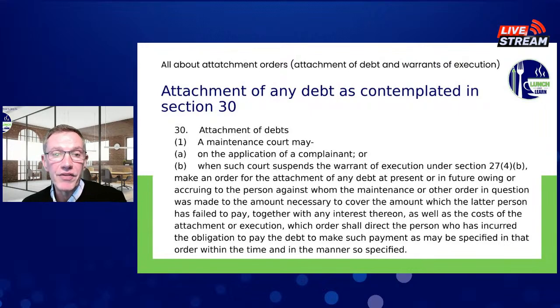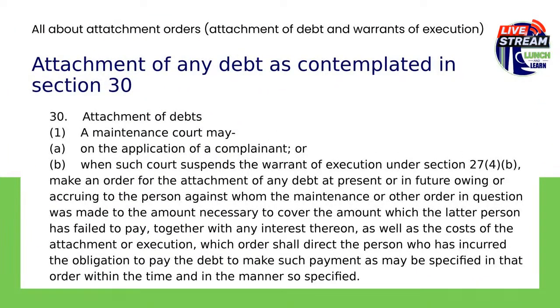Next, as part of attachment orders, we have to deal with Section 30, that deals with the attachment of any debt as contemplated in Section 30. So if one looks at this, and we're nearly running out of time, but we'll run through this quickly. Section 30 says that attachment of debts, a maintenance court may, upon application, again, there's an application form that needs to be filled in, the J306, then the court can suspend the warrant of execution and then make an order, the emolument attachment order, and then make an order for the attachment of any debt. Listen to the wording: any debt at present or in future owing or accruing to the person against whom the maintenance order in question was made, and for the amount that is necessary to cover the amount that he has failed to pay, in other words, the amount that he is in arrears for, together with interest, as well as the cost of such an execution.